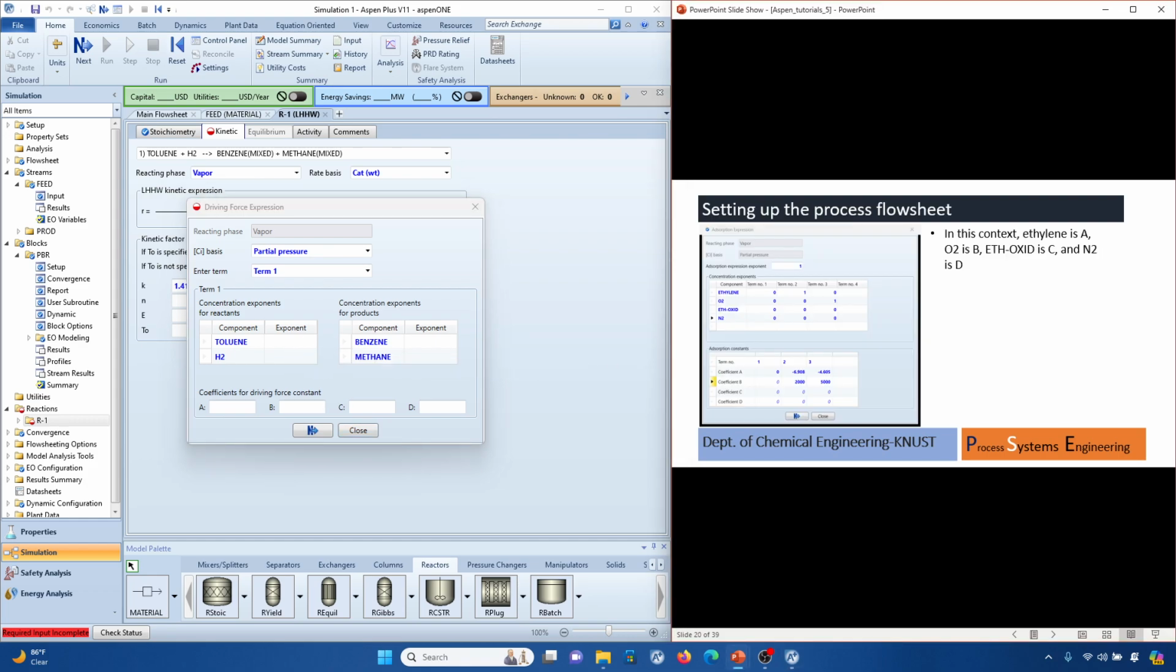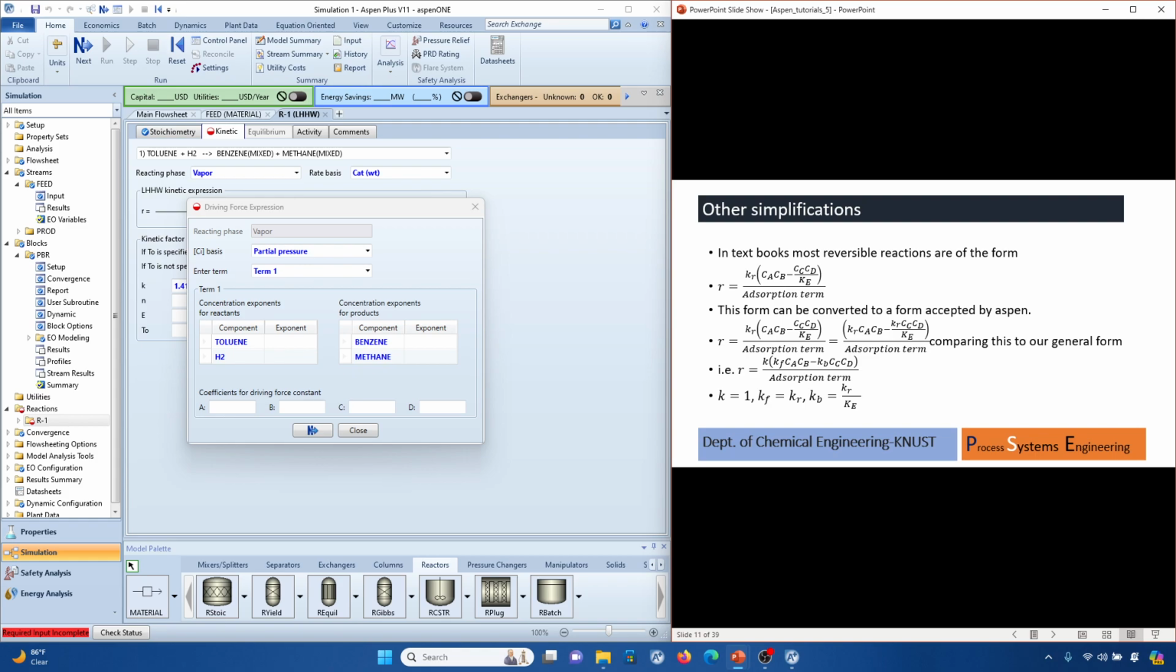If we come back here to compare this form of the equation to this, the driving force term in the parenthesis, the first part is term one. So that's what it's asking for. So if you have two terms, then you specify one for term 1 and term 2. And each one has a constant, the forward constant and the backward constant. And those are specified based on some coefficients, which we'll be looking at very soon.